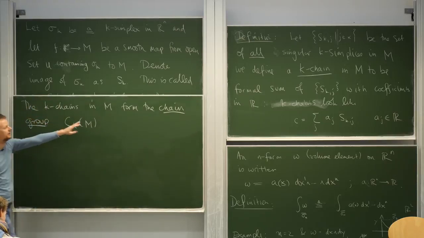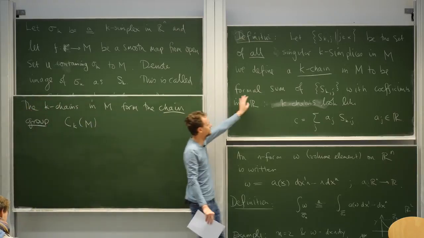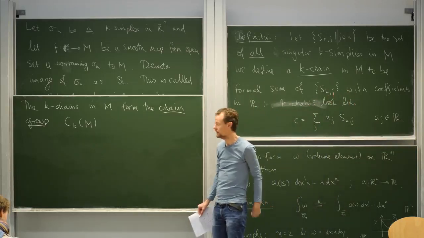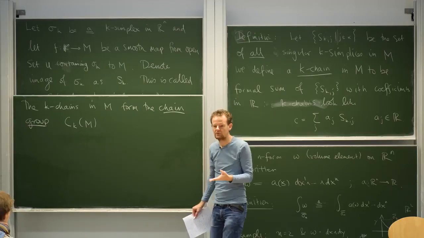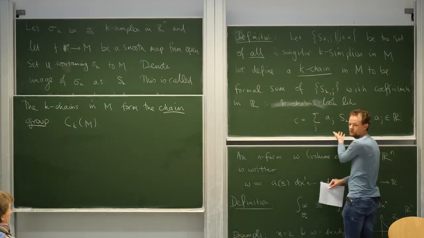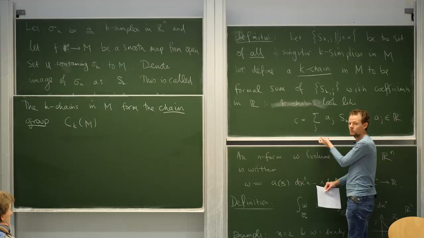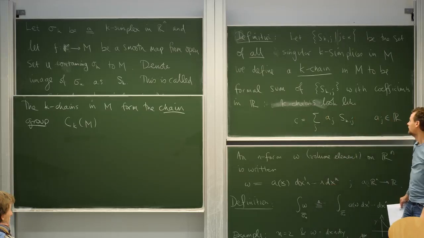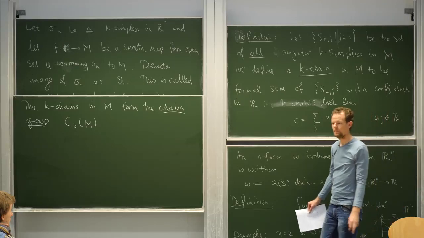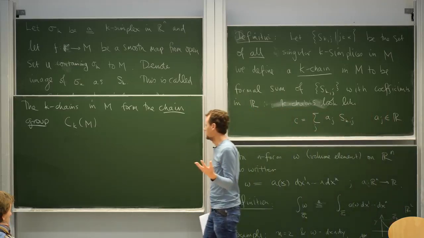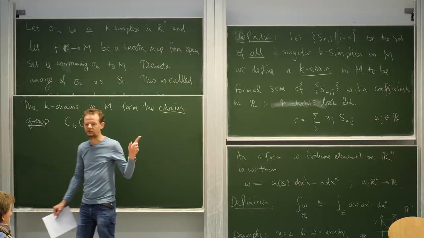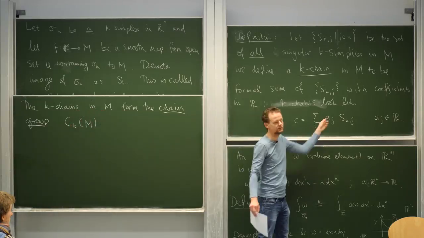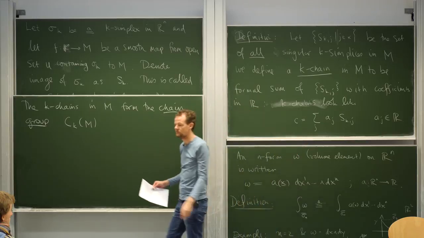The set of all formal sums of these singular k-simplices forms a group, meaning you can add two such elements and get another one. It's kind of obvious, right? If I have one chain and another chain, what's their sum? Well, you sum up the coefficients in front of these S_k. You can take the difference, and there's an identity element, namely 0. It's a k-chain where the coefficients are all 0. So it's a free abelian group on these things.